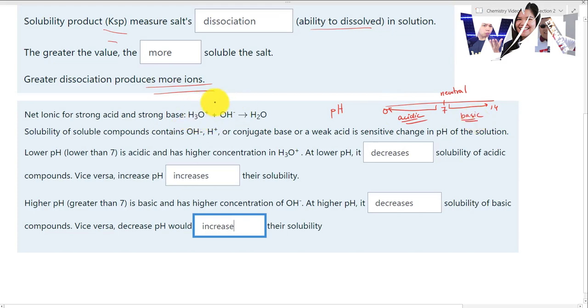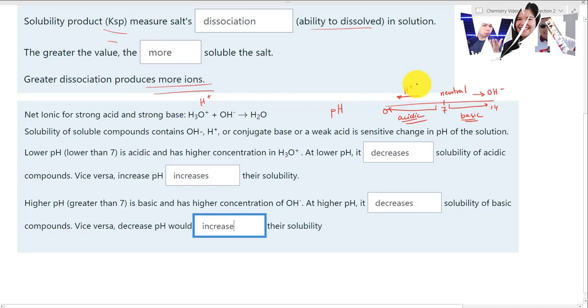Hydronium ion, which is sometimes represented by H plus, and OH minus produce water, okay? So getting more basic means it is increasing in terms of OH minus. When it's getting more acidic, it is producing more H plus concentration. So keep that in mind. So let's look at this. How is this going to affect our solubility?